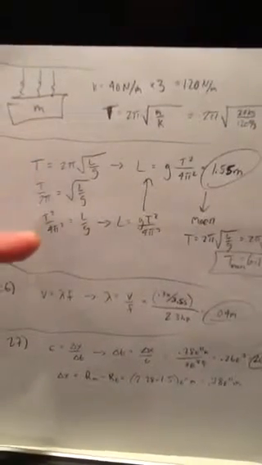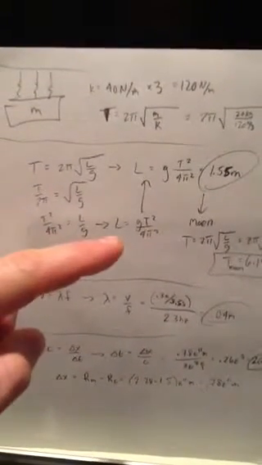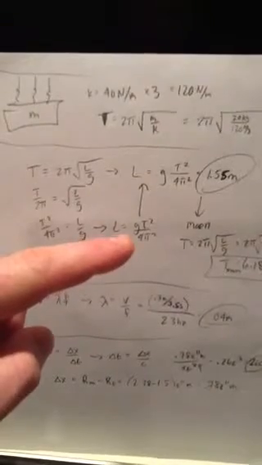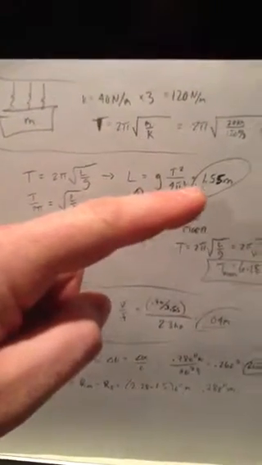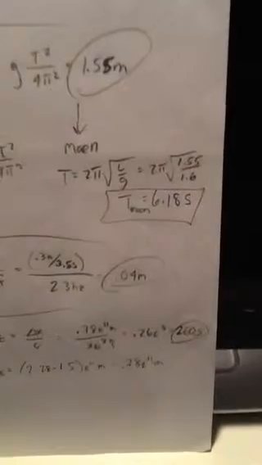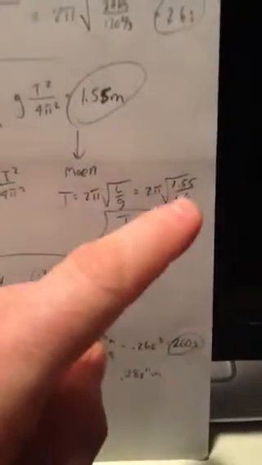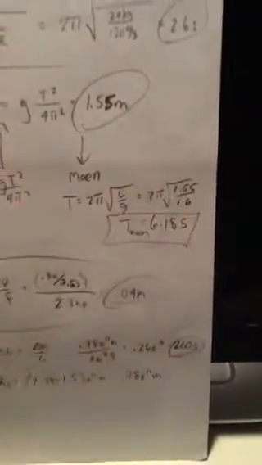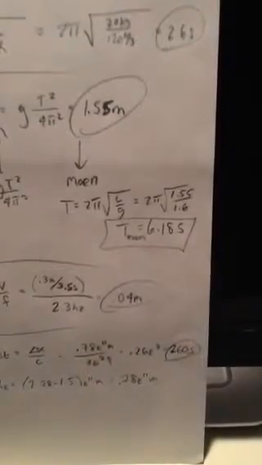Okay, 25 is a pendulum. You've got to do this whole thing right here to figure out, first of all, how you would find the length of this thing here on Earth, okay, which when you plug in the numbers you get a length of 1.55 meters. And then now that you know the length, now that you can go to the moon, where gravity is only 1.6 meters per second squared, and if you plug in your numbers you get a much longer period, which is 6.18 seconds.